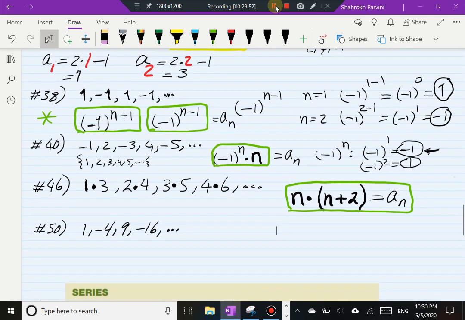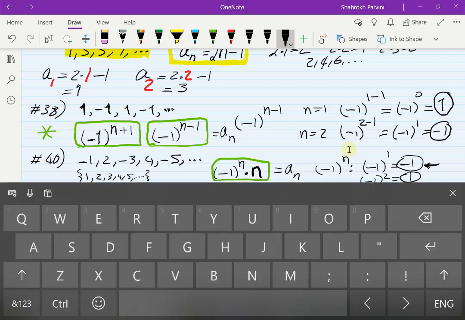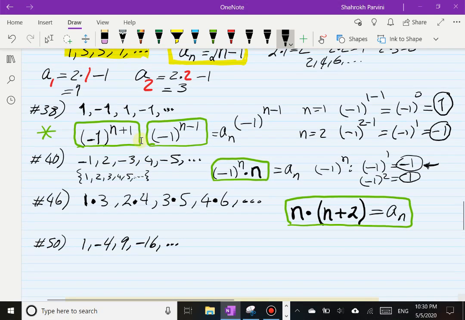Okay, let me scroll. Let's take a look at this one. You can notice how it alternates, right? Positive, negative, positive, negative. Isn't that number 38? Number 38, see, positive, negative, positive, negative. So that's going to be negative 1 to the n plus 1. Now, if you go negative 1 to the n minus 1, you're also correct, the one right next to it. So that, again, takes care of the sign.